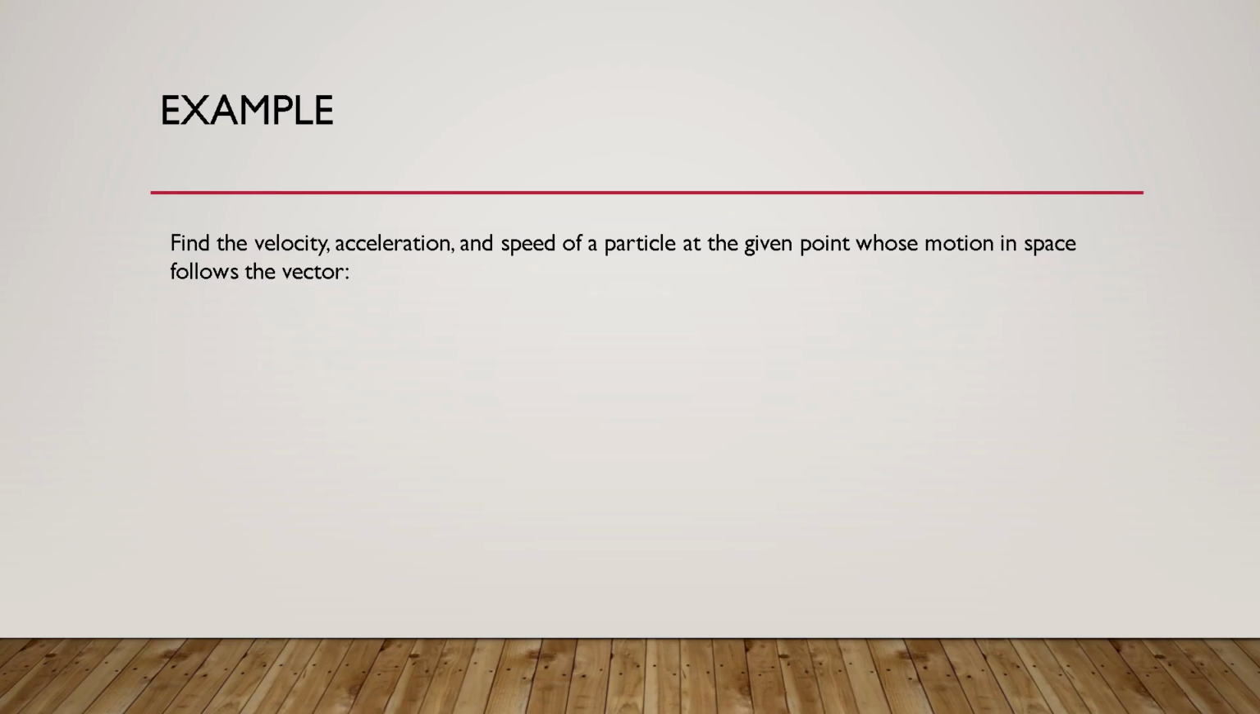As an example, find the velocity, acceleration, and speed of a particle at a given point whose motion in space follows the vector r of t equals sine t i plus cosine t j plus sine 2t k at the point pi over 2. Velocity, or v of t, is the first derivative of r of t, which equals cosine t i minus sine t j plus 2 cosine 2t k.